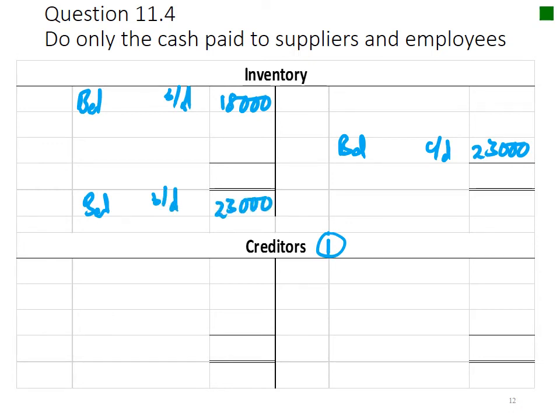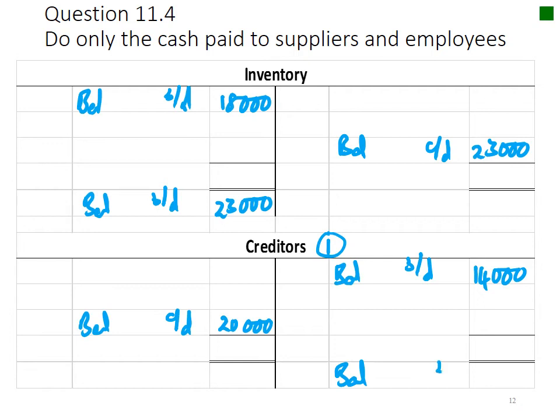Creditors will always have a credit balance, so we'll have an opening balance that we brought down here of 14,000. This information is given on page 1 of the question, and we'll have a balance that we're going to carry down here of 20,000. This is the closing balance, the amount still owing to creditors at the end of the year. Okay, the amount we actually want is we want to know how much was actually paid to creditors during the year. So this is the amount we're looking for.